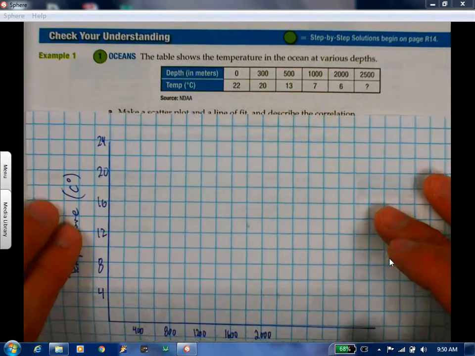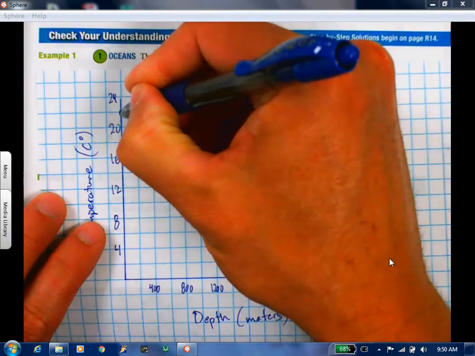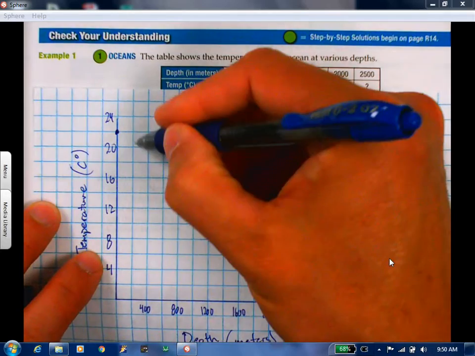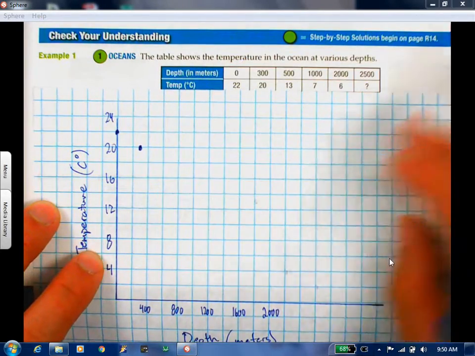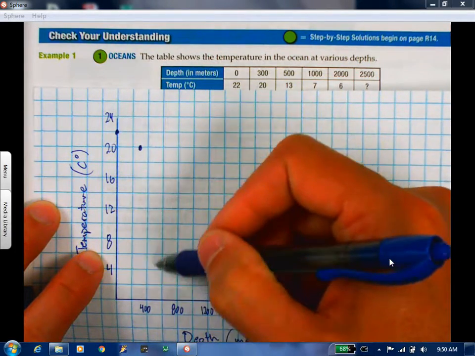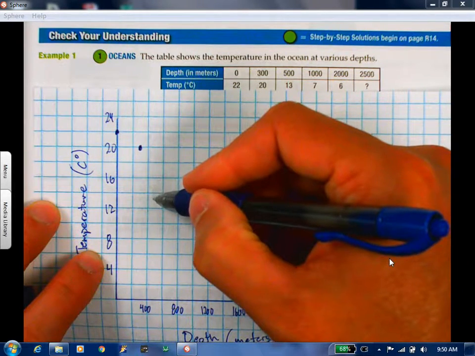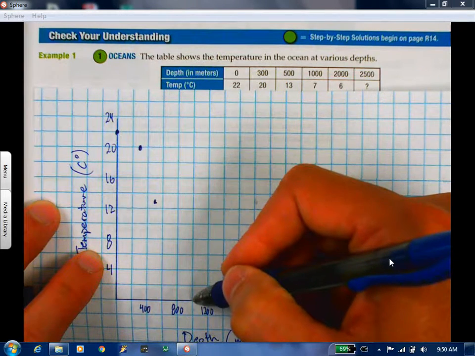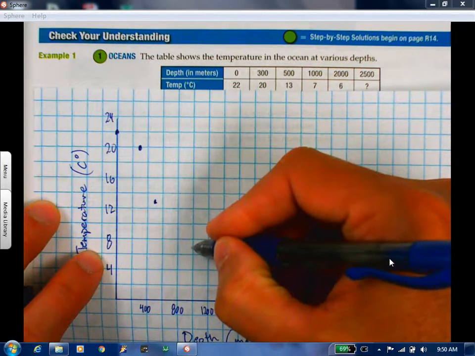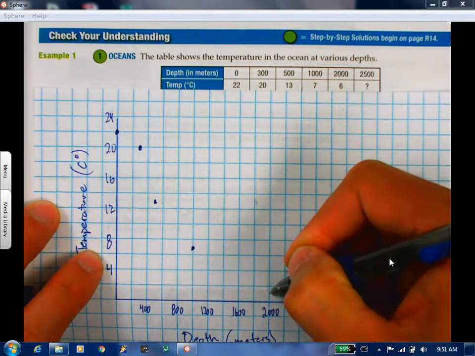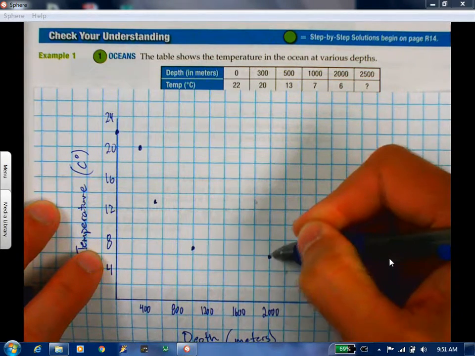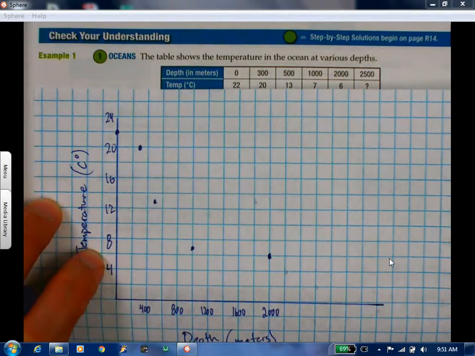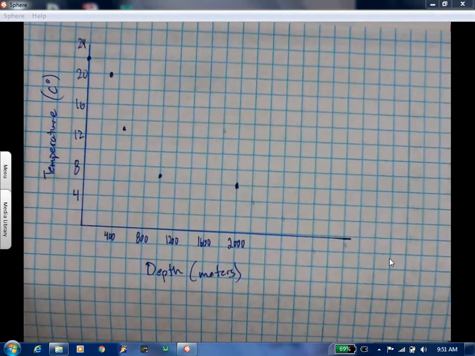So make our scatter plot. So now we're going to put our points on here. So 0, 22. 320. Don't be copying down my dots. Be looking at your data points and figuring out where they're at.